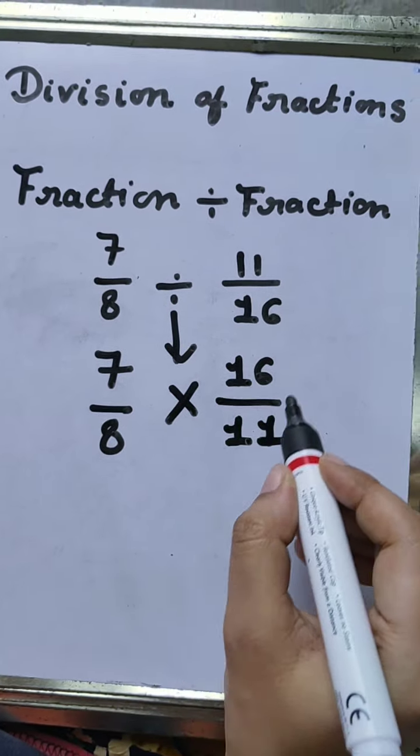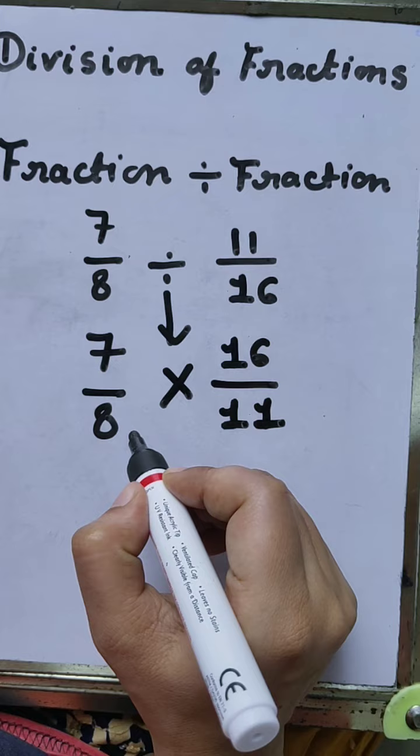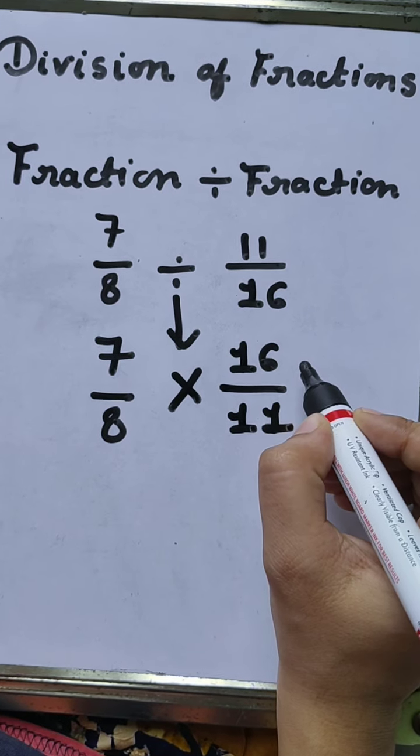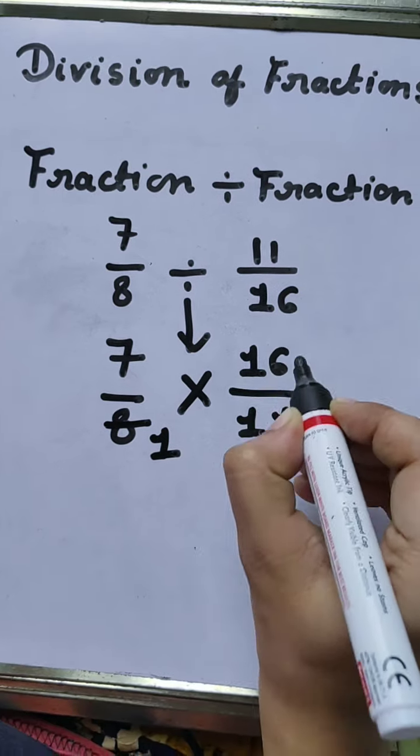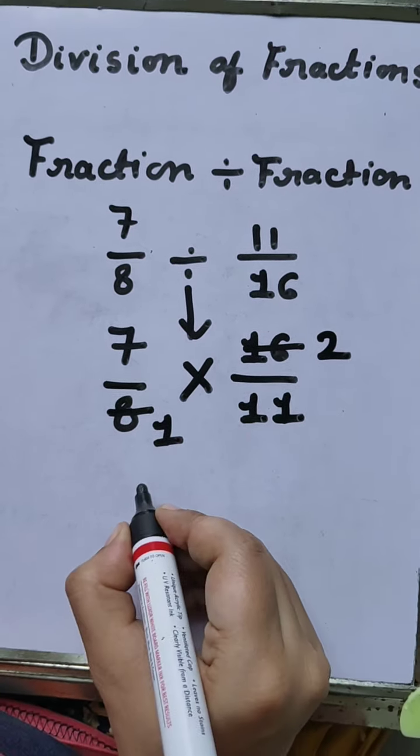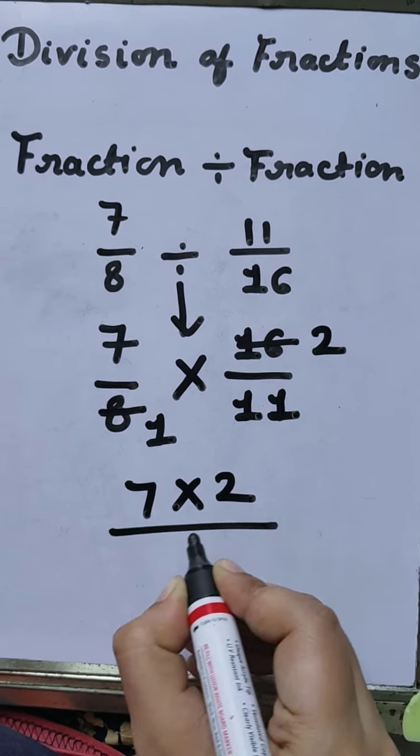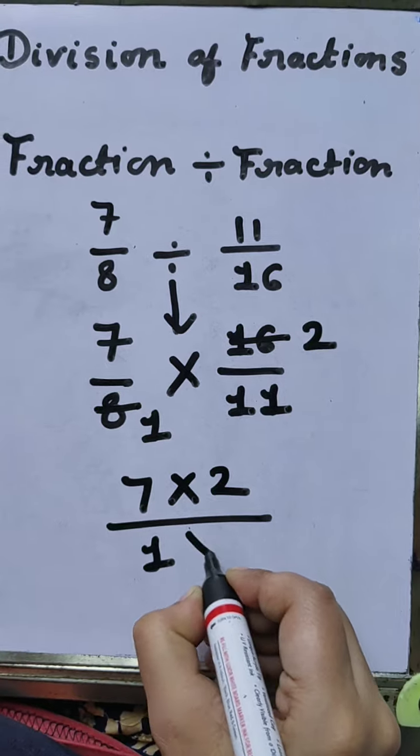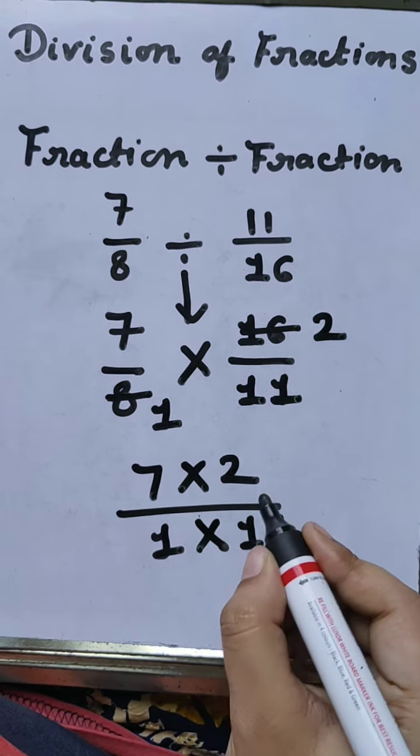Now, can we simplify this? Yes, 8 comes in the table of 8 and 16 also comes in the table of 8. We know that 8 ones is 8 and 8 twos is 16. Now, what is left in the numerator? 7 multiplied by 2. What is left in the denominator? 1 multiplied by 11. What is my answer?